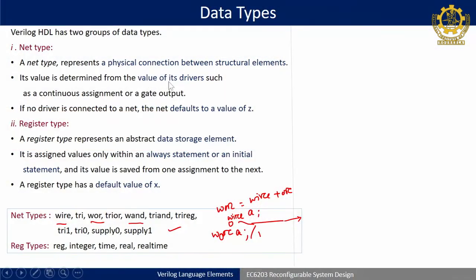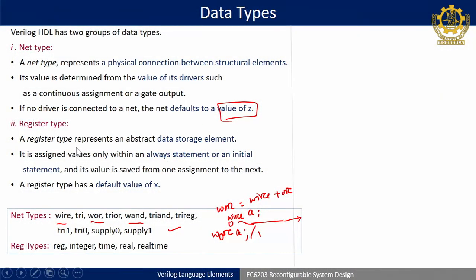Similarly, a net type represents any physical connection between structural elements, which we discussed. Its value is determined from the value of its driver, such as a continuous assignment statement or a gate output, primitive gate output, as I told. If no driver is connected to a net type, the value is Z, that means it is open circuited. The value assigned to that net is Z, high impedance, nothing is connected. Okay, so in the register case, what will happen?